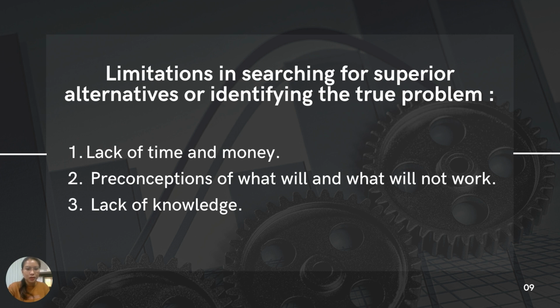Okay, so the second, what's this? The limitations in searching for superior alternatives. So, actually, there are limitations. For example, lack of time and money. You have no time and money to push through with your processes. So, that will limit you, as will preconceptions of what will and what will not work, and lack of knowledge. So, you need to research. Consequently, the engineer or project team will be working with less than perfect problem solutions in the practice of engineering.